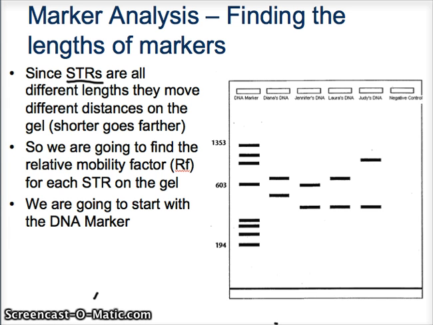So what I'm going to do is go through and show you how to read this and make a standard curve. The first thing we're going to do is start with the DNA markers. And we're going to find out how far they moved on the gel, and we're going to make a curve that basically shows the trend of the correlation between how far they move and how big they are. And we're going to start with these DNA markers because we know how big these fragments are.